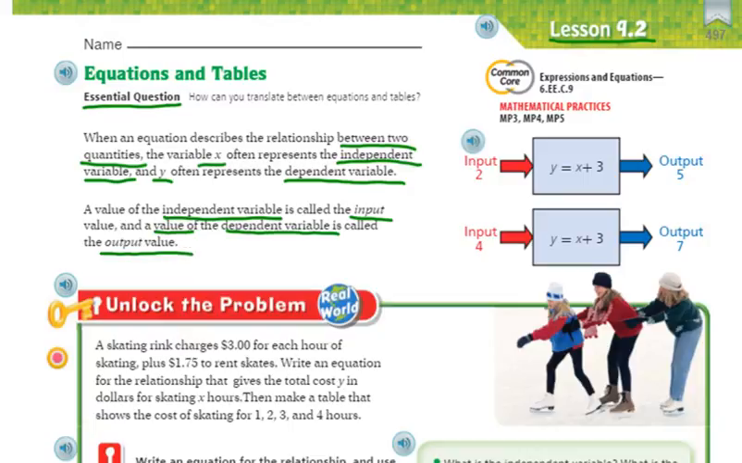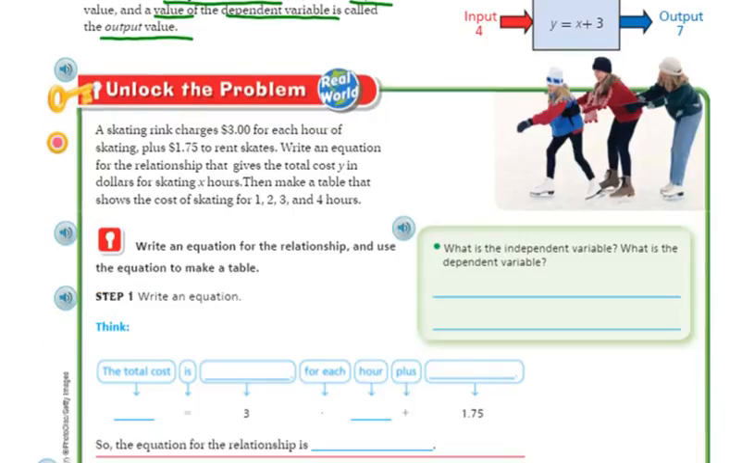So if we look over here, we're saying if x is equal to 2, if you replace the x with 2, your output will be 5. Okay, so let's read Unlock the Problem. A skating rink charges $3 for each hour of skating plus $1.75 to rent skates. Write an equation for the relationship that gives the total cost, y, in dollars for skating x hours. Then make a table that shows the cost of skating for 1, 2, 3, and 4 hours.